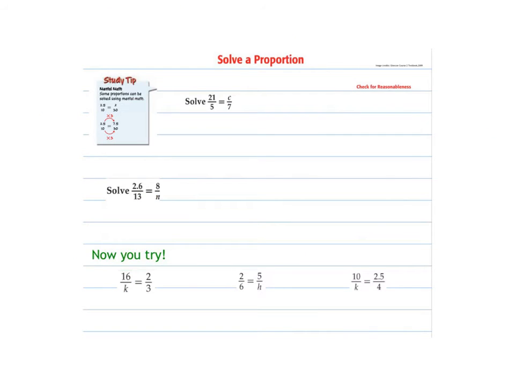When we solve a proportion, so when we see a proportion like this and it's missing one of the numbers, now we know how to use cross products, we can use that to figure out our missing number. So 21 over 5 is equal to C over 7, and we want to figure out what C is. The way that we do this is we still use our cross products. So we have 21 times 7 equals 5 times C.